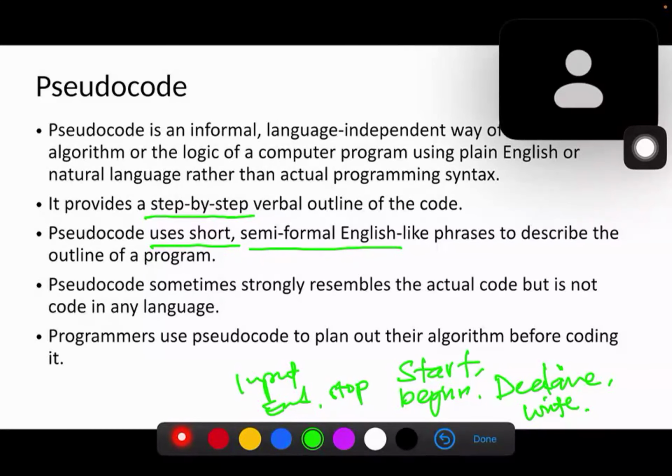Pseudocode, we don't write a paragraph in pseudocode. Are we okay? So sometimes the pseudocode strongly resembles actual code. It's important to remember that. Sometimes you write pseudocode, and if you understand maybe a particular programming language, you can easily look at that code and see the resemblance of that programming language in that code.